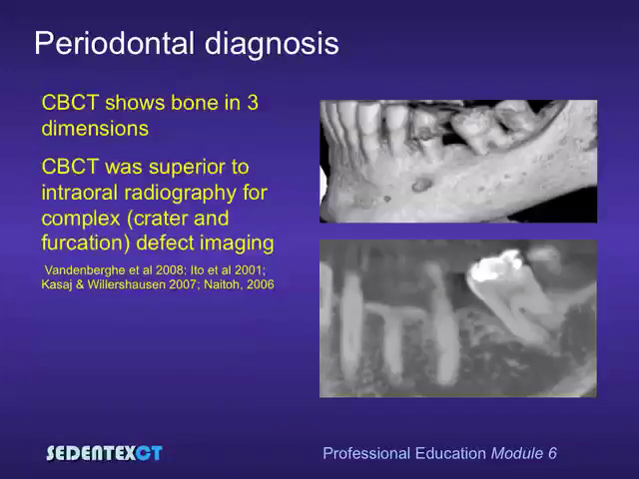But what about cone beam CT? Well, one aspect of periodontal bone loss is that it is three-dimensional, and therefore it is an attractive proposition to use cone beam CT, because it will show the bone architecture in 3 dimensions. And certainly a number of publications have highlighted the fact that cone beam CT is superior to intraoral radiography for imaging complex defects, particularly crater defects and furcation involvement.